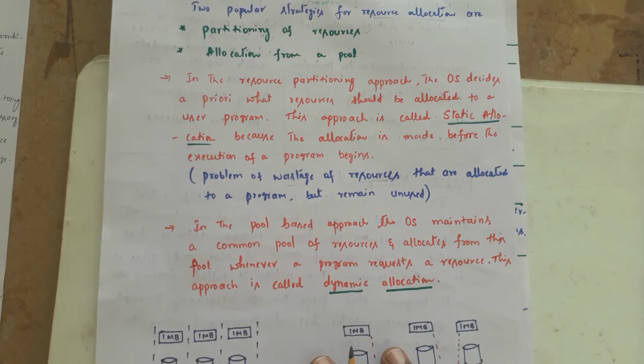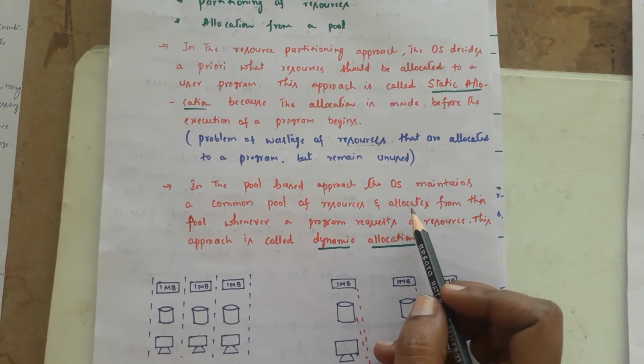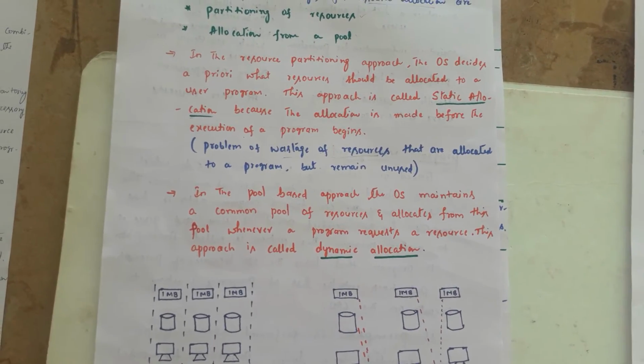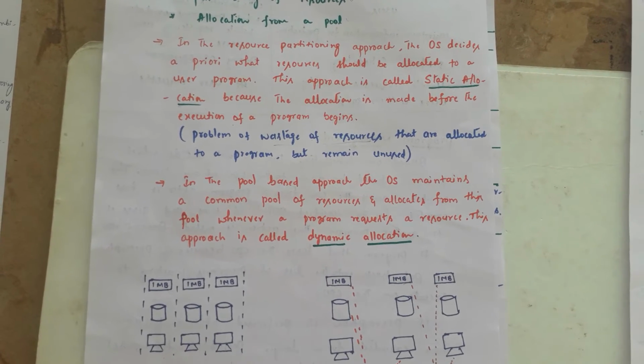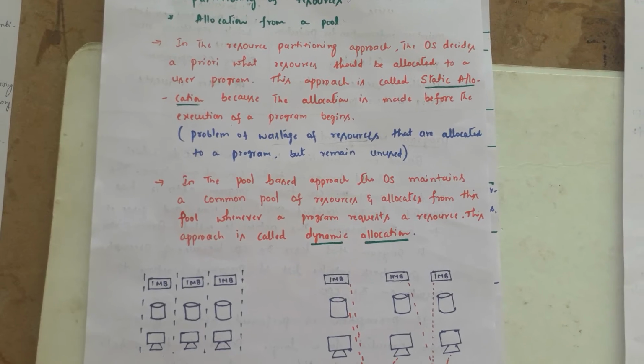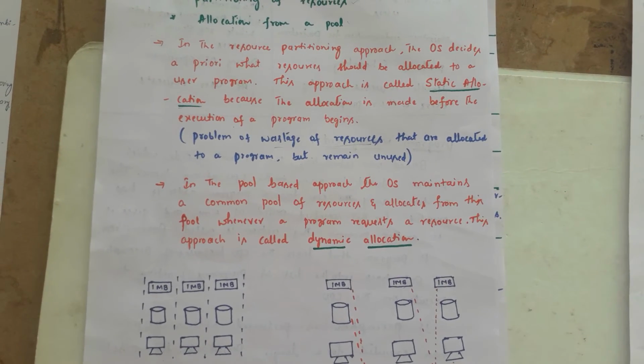And the second is allocation from a pool. Allocation from a pool says that the resource will be allocated only when it is needed. A program has to request that it is in need of some resources, and only then will you allocate the resources.